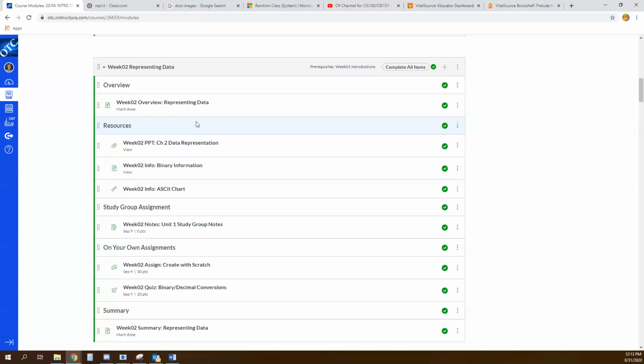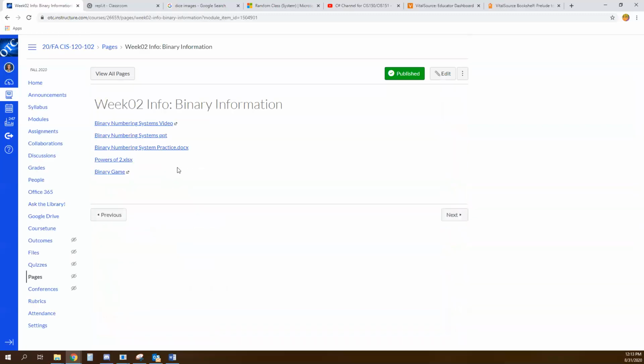So we're going to look at binary and understand how this information is represented internally in memory. So I want to click on this info binary information. Now there's a video out there just in case you're absent or you want to review. We're going to look at this PowerPoint and this document, the binary numbering system practice. This is the document that I gave you, so you have it. So we should have most everything here. Let's look at that PowerPoint.